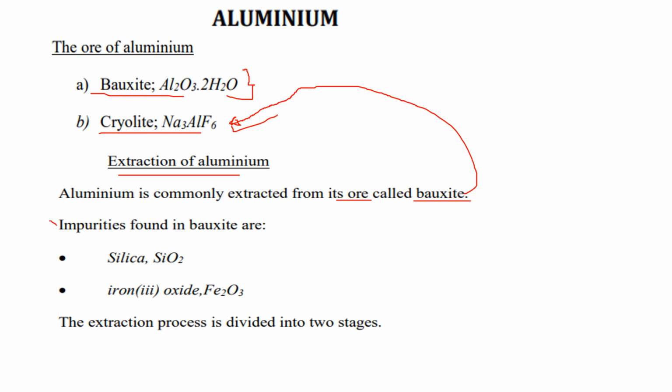And we are saying that the impurities present in this ore, the bauxite, first of all, we are going to have silica. Silica is a common impurity in most of the ores that we have in inorganic chemistry, so always don't forget it. Silica is the impurity present in bauxite, or it can also be known as silicon 4 oxide or silicon dioxide. And the other impurity, we have iron 3 oxide, denoted by this formula.